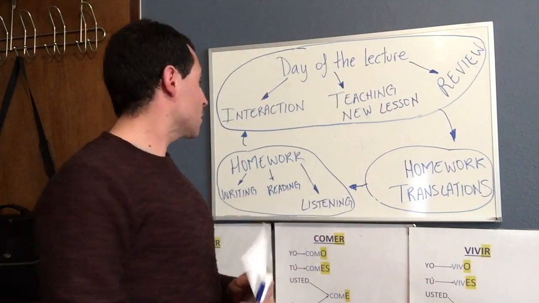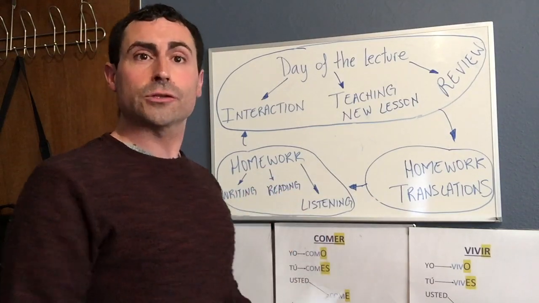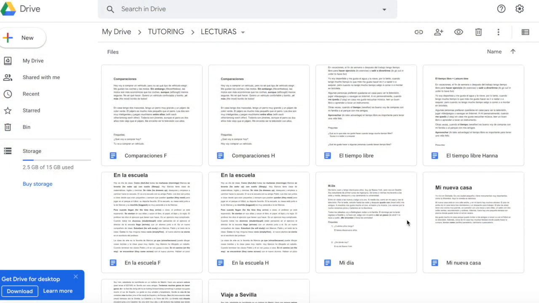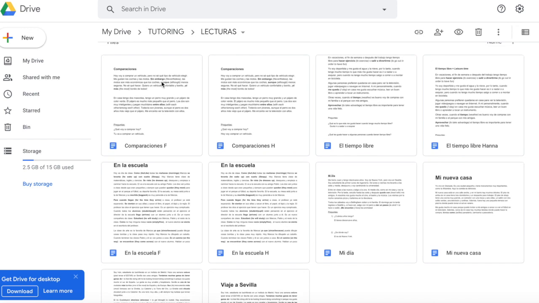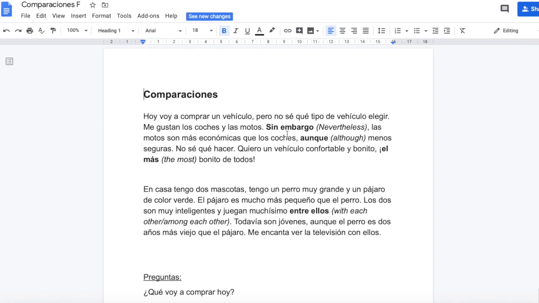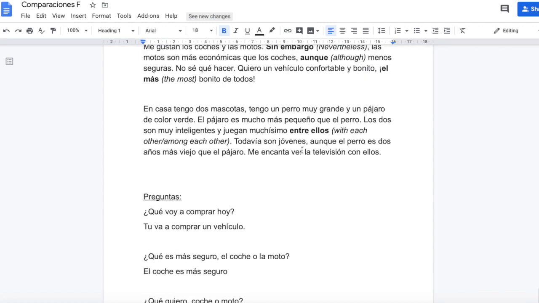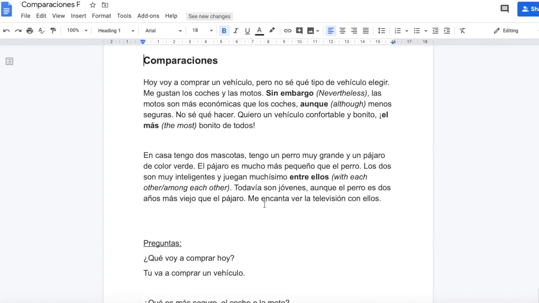I'm going to show you right now how I send the readings and the listening exercises to my students. The readings I prepare for my students. I have 2 students, so I send 2 readings. Normally they are the same. Okay, here I have, for example, one for comparisons. I always mark or add new elements with the translations in Spanish and some questions. As you can tell, this is a very short reading.